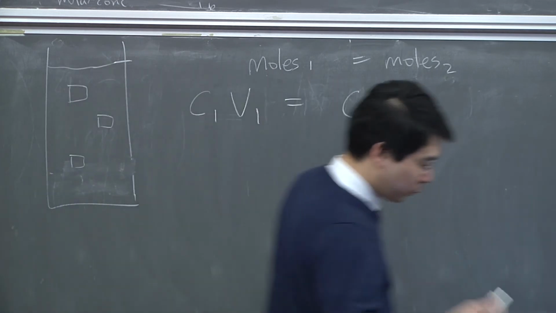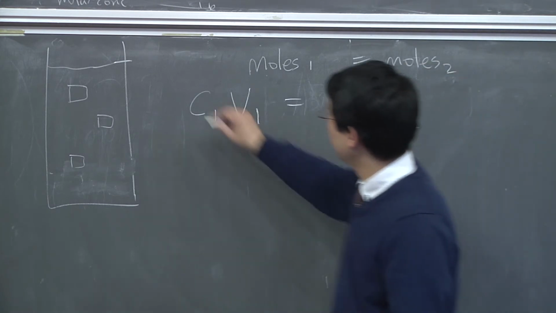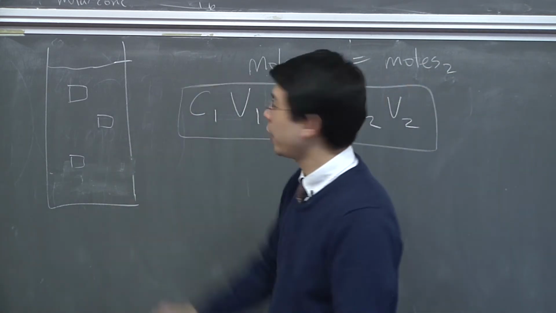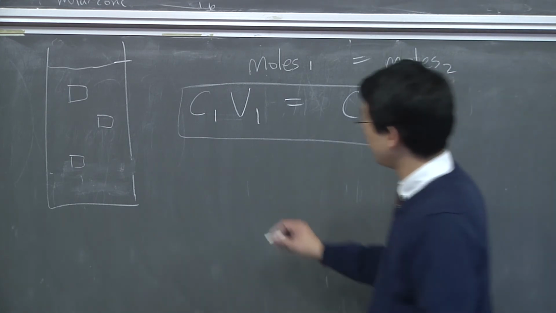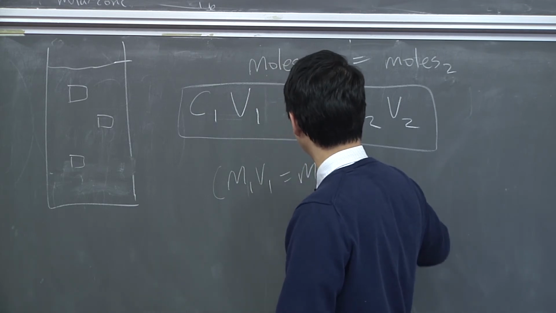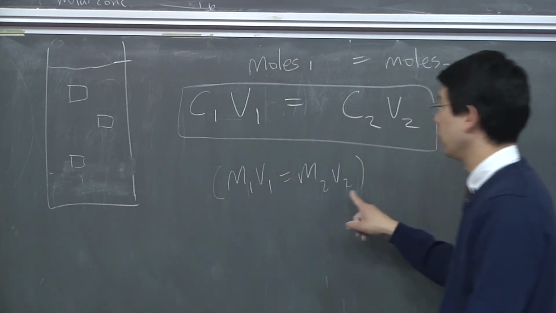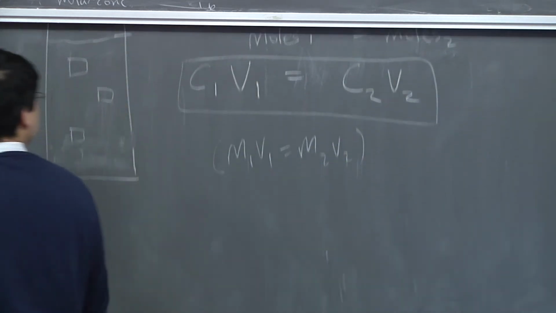So does that make sense? So this is kind of the central equation that you're going to use when you're thinking about dilutions. You may also see it written M1V1 equals M2V2, for molar times volume equals molar times volume. It's really referring to the same thing.